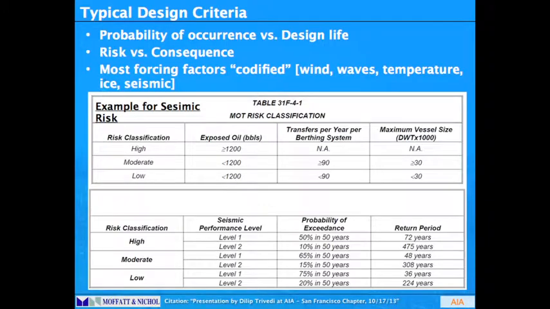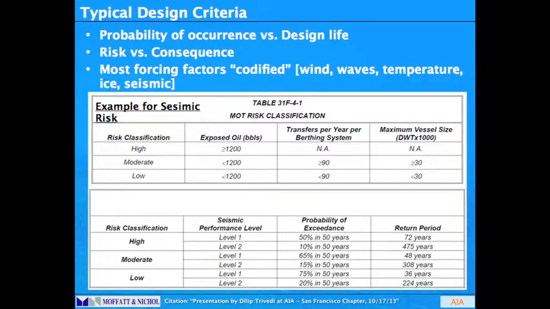Design criteria. If you talk about how we typically approach it as engineers, it's probability of occurrence versus design life. If it's a 50-year design life for a structure, we look at slope stability parameters, we look at other things, we look at risk versus consequence. But what is different is that almost all of these have been codified in some form or the other, in building codes, in architectural guidelines.